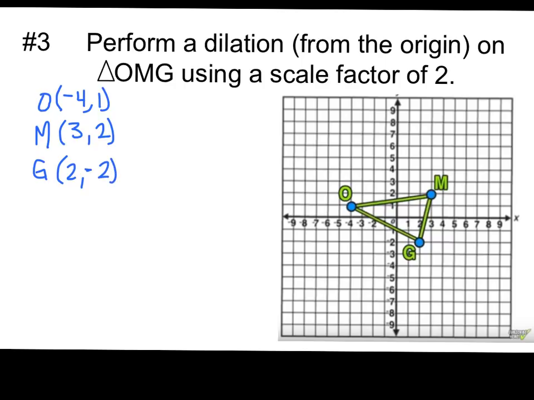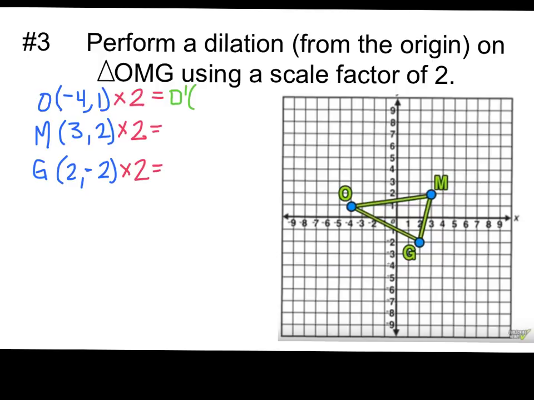Okay, now once you have that, because it's a scale factor of 2, we know it's going to get larger. But what you're going to do is multiply each part of the coordinate, the x and the y, by 2. You're going to multiply both of them by 2. And you're going to get your new image coordinates.